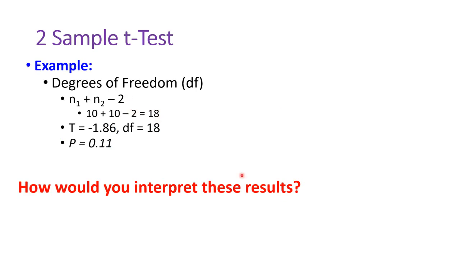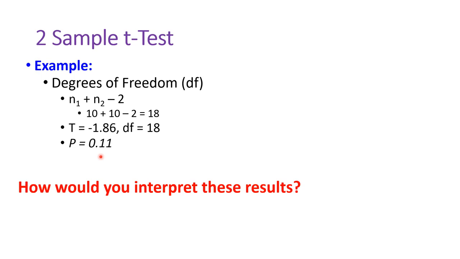The degrees of freedom, because we're actually calculating two means, is the sample size of 1 plus the sample size of 2, or the total sample size minus 2. Okay, so n1 plus n2 minus 2, or just capital N minus 2. In this case, we had 10 participants in each group for 20 samples, so 18 degrees of freedom. Our t ratio then was negative 1.86. Degrees of freedom was 18, and if we look that up in the t distribution, that gives us a p-value of 0.11. So how do we interpret those results?